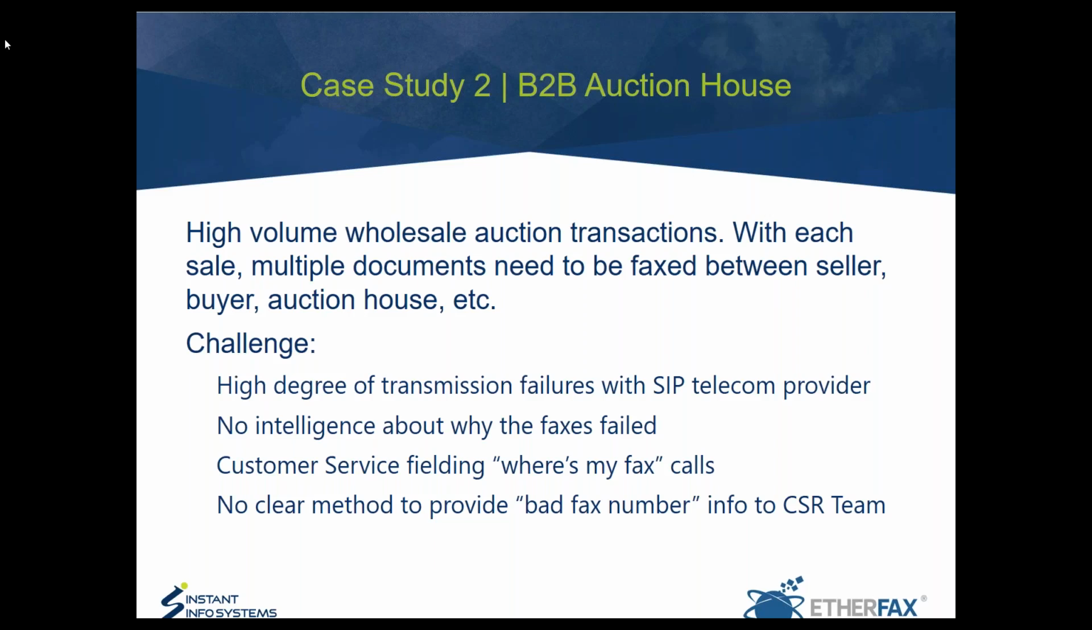There is, again, no intelligence on why faxes failed. They may have sent a fax to the same number three different times a day, and it may be successful the third time, while the first two failed. No rhyme or reason, and that's because of how SIP is designed. It may take a different call path on the backbone to get to the destination based on time of day or network saturation.